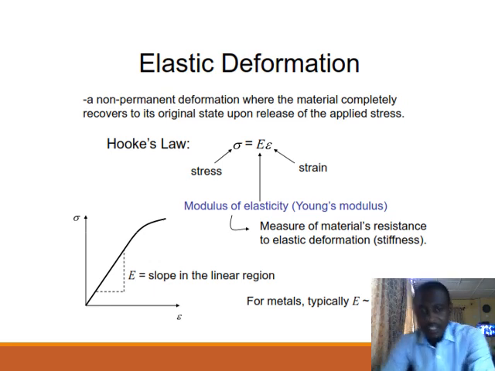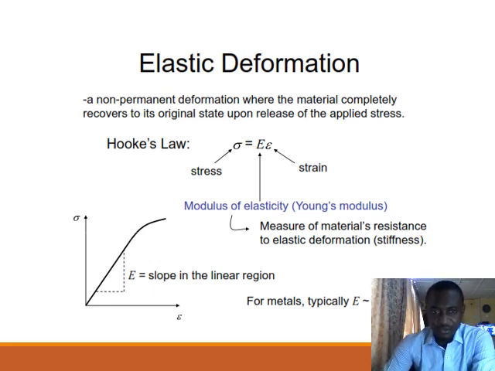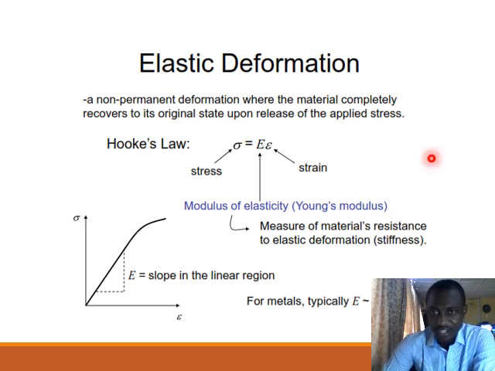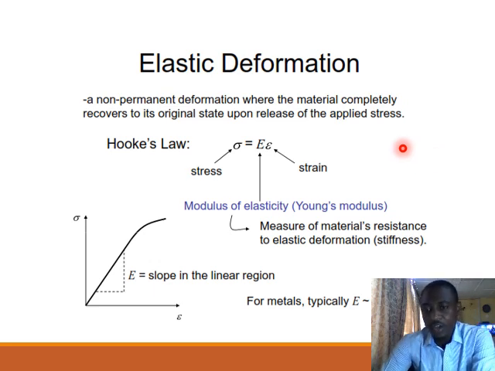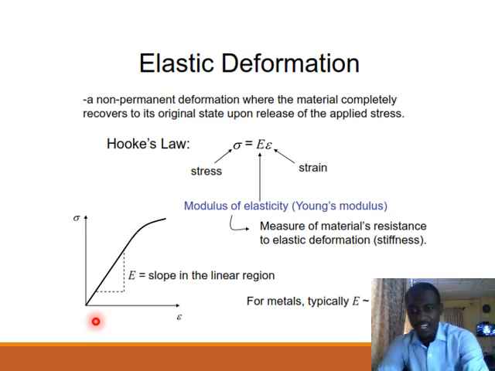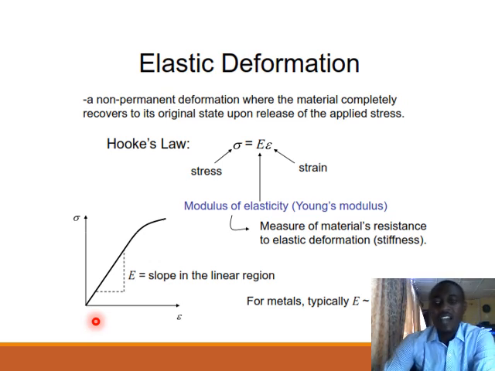So what are the properties that you study with elastic deformation? Here you remember that a non-permanent deformation of a material is what will result in elastic deformation, meaning that upon removal of the load or the stress, the material is able to return. So what you have here is a linear relationship. The consequence of elastic deformation is that there's a linear relationship between the stress and the strain.